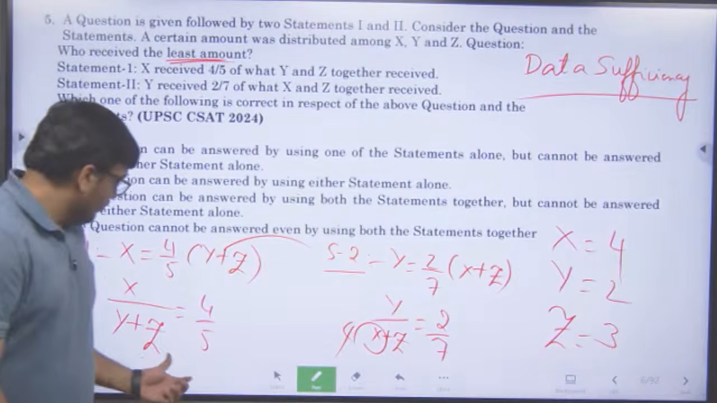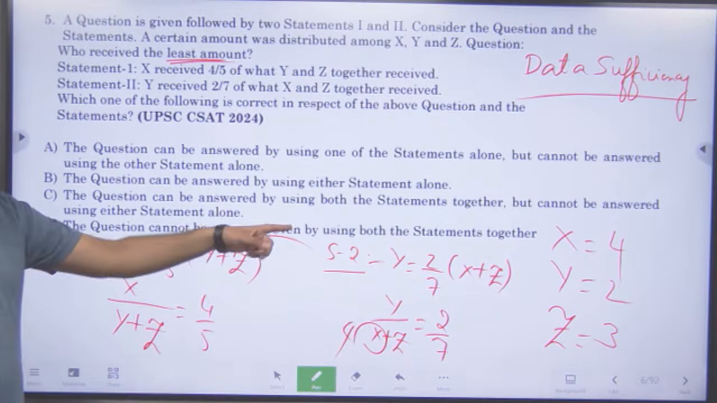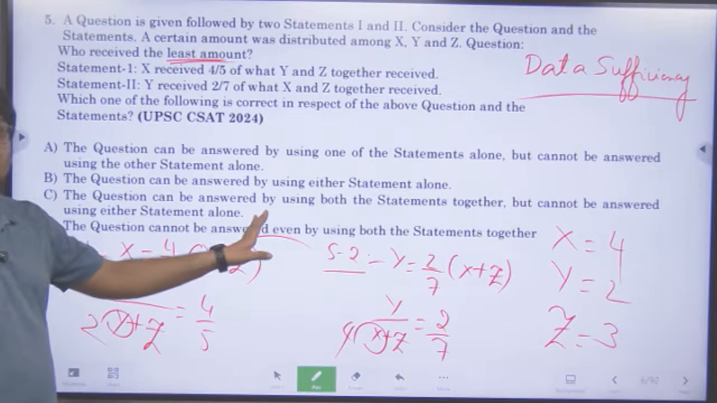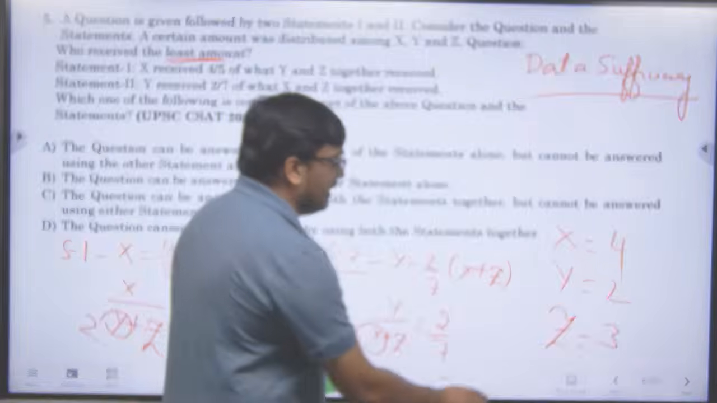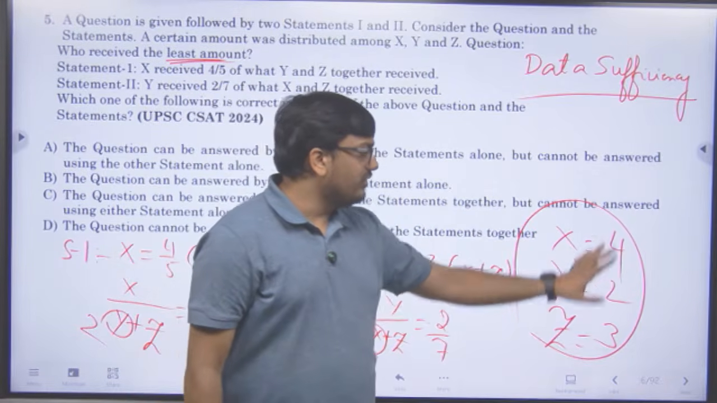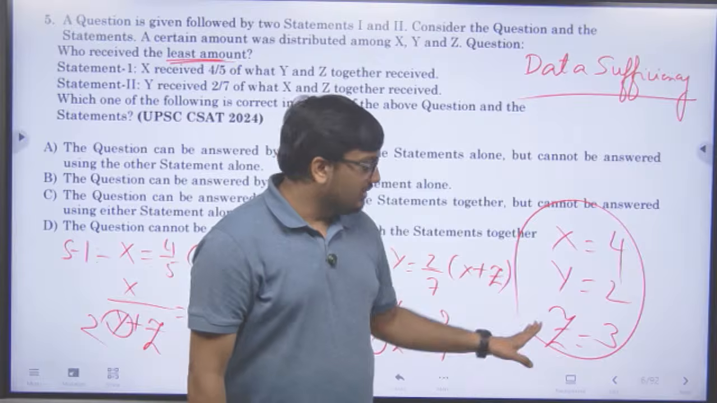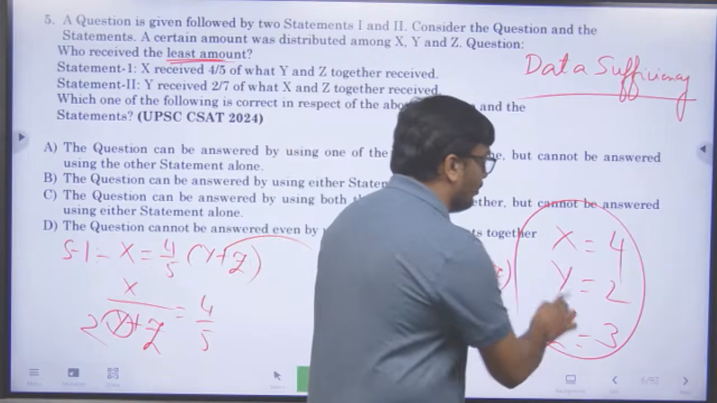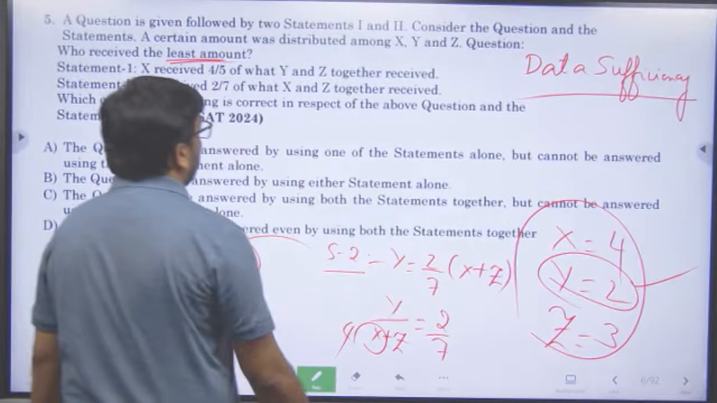Here also, y plus z, both will get 5 parts. You know the share of y? Y will get 2 parts. Then z will get 5 minus 2, that is 3 parts. So when you combine both the statements, you get x will get 4 parts, y will get 2 parts, z will get 3 parts. By seeing this, you can say who received the least amount. That is, y received the least amount.